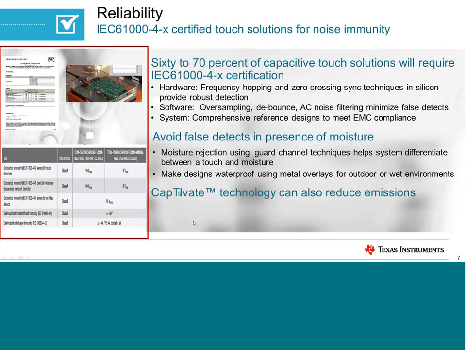Furthermore, when you talk about reliability, CapTIvate technology can also help reduce emissions. In most capacitive sensing solutions, the operating voltage is in the 3-volt range. So we are able to operate CapTIvate at 1.5 volts, thus reducing emissions in your system.